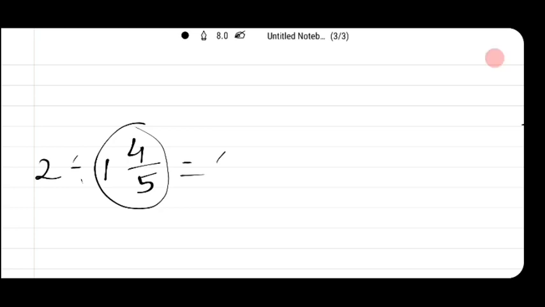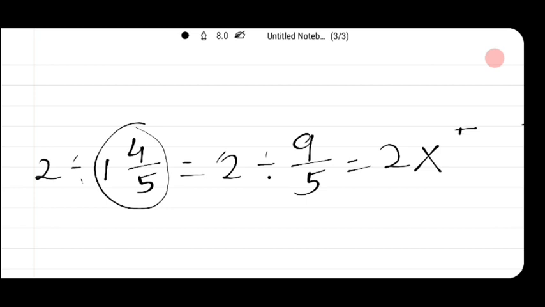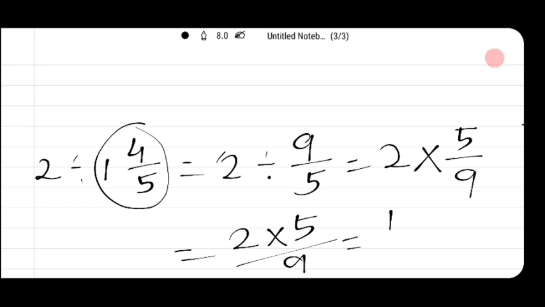2 divided by 1 whole 4 upon 5's improper fraction, which should be 9 upon 5. So now we have to multiply its reciprocal with 2. So 2 into the reciprocal of 9 upon 5, that is 5 upon 9. Now we can simply multiply it. 2 into 5 upon 9 equals 5 2s are 10 upon 9.